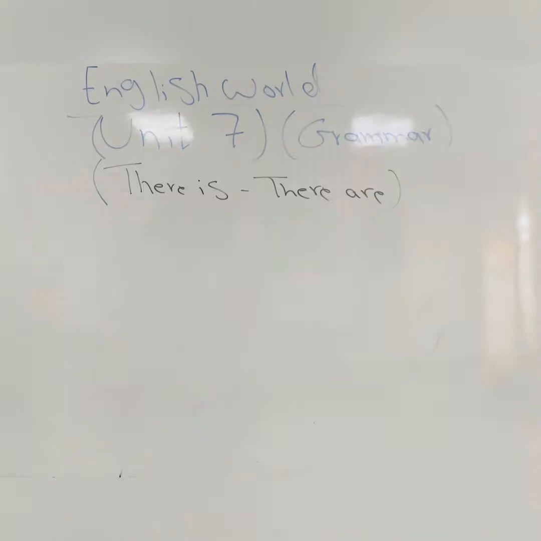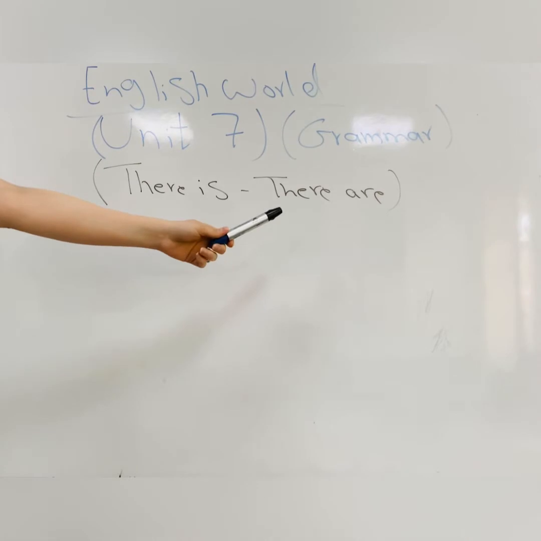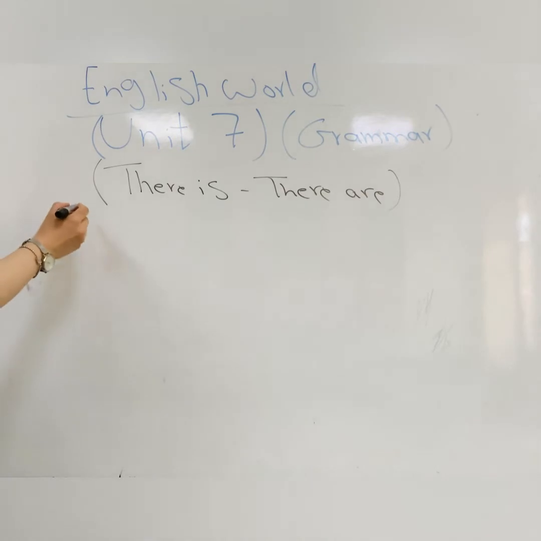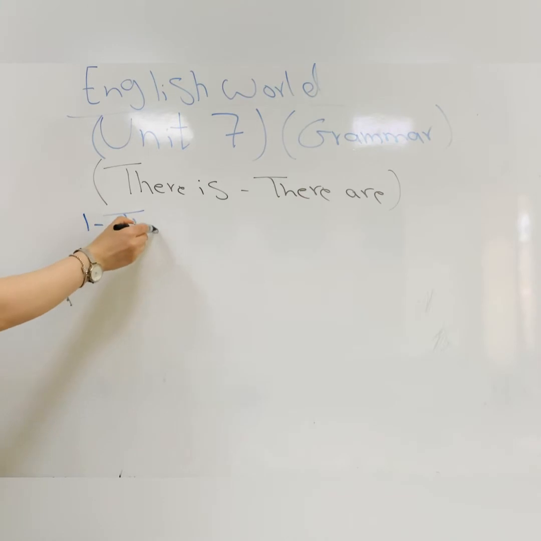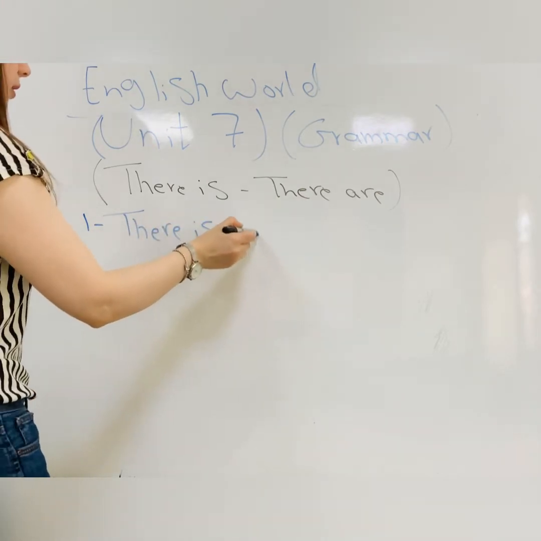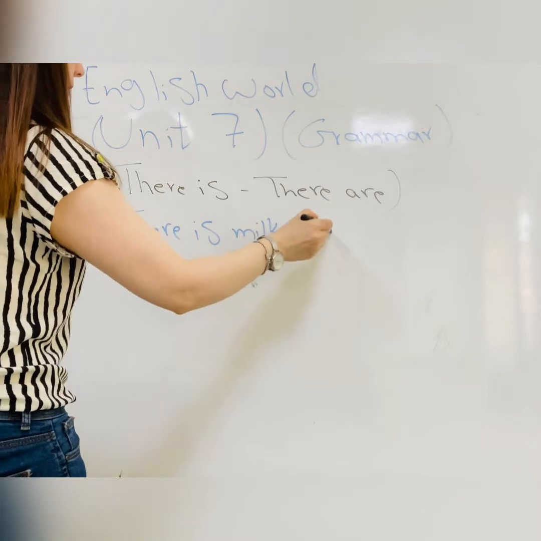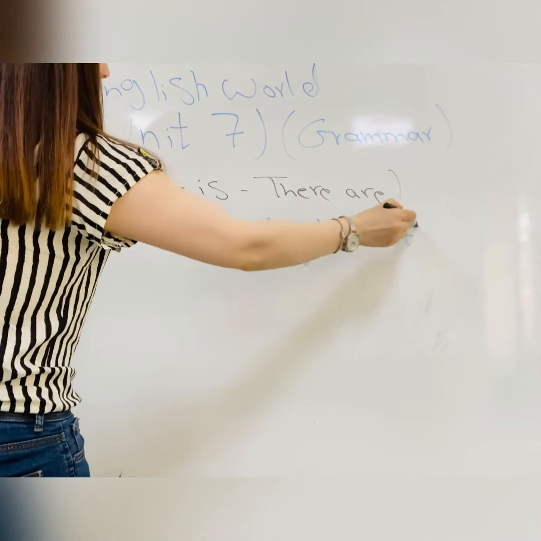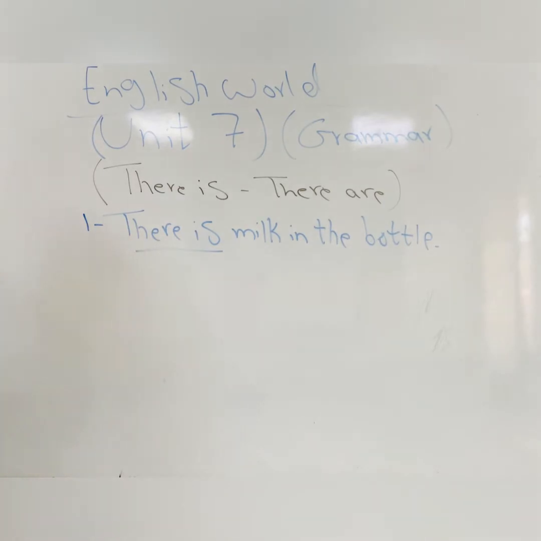Let's go. So, dear students, today we are talking about how we use there is and there are. And we have some examples to do together. The first example is, say we have a bottle of milk. It's only one bottle. If you want to point to that bottle, we have to use there is. Why? Because it's only one bottle. And for only one thing, we use there is. So we say there is milk in the bottle. Okay? So we used there is because it's only one bottle.